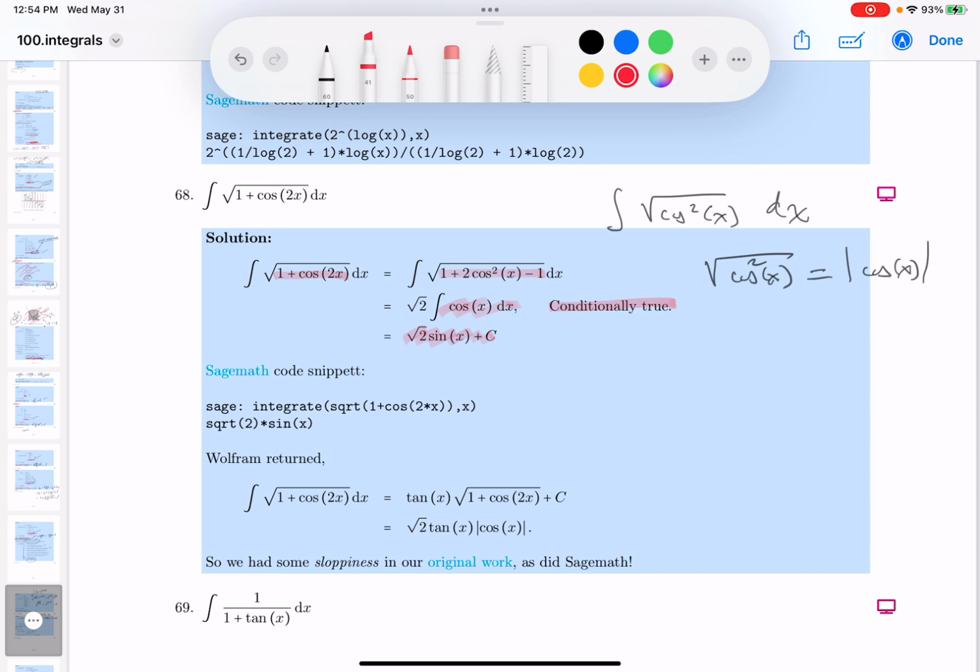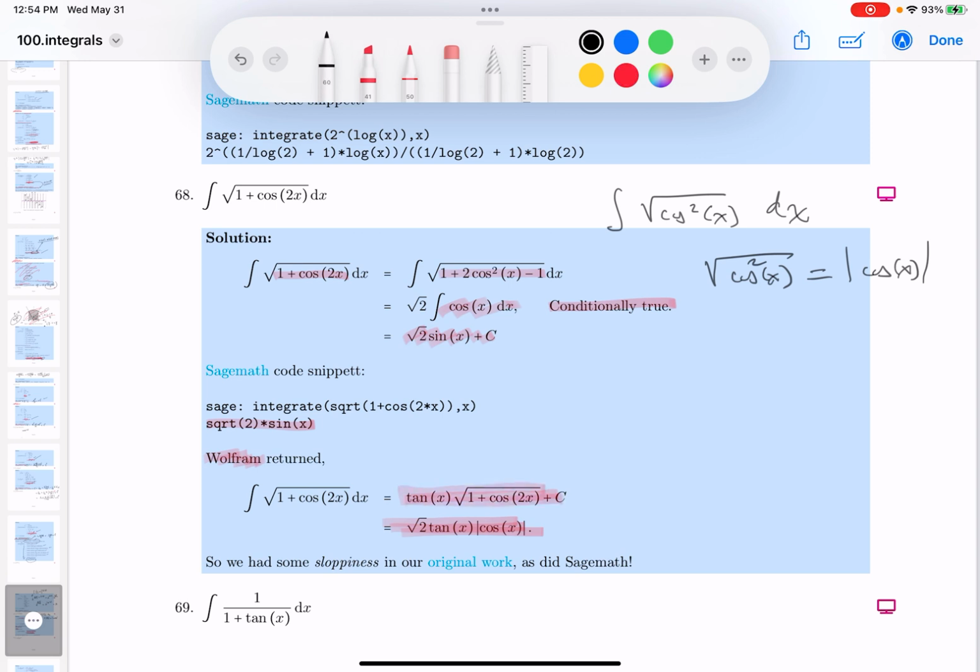But then I asked Sage about it, and Sage gave me this answer over here, square root of 2 sine x. And that's a problem, because it's not true. So then what I did, I went to Wolfram. I hate to give it a plug, by the way, but Wolfram returns the correct answer. Now someone says, what answer did it return? I can't really remember offhand, but it returned the correct answer.